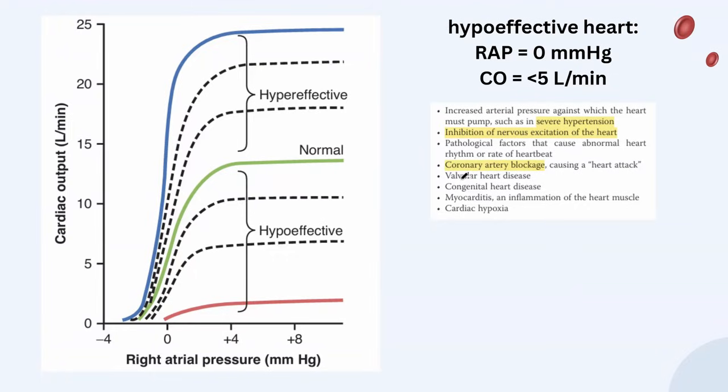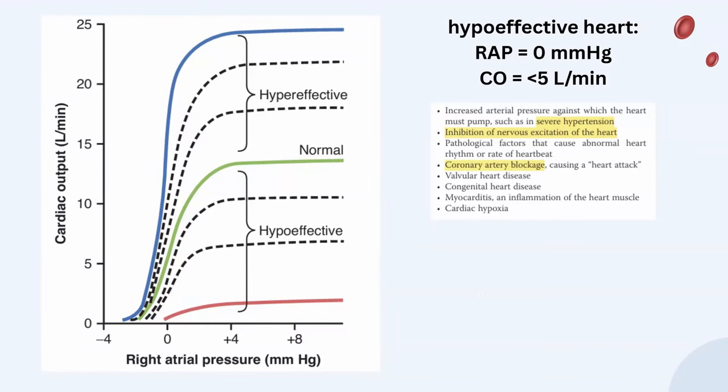Other causes are valvular heart disease, congenital heart disease, myocarditis, and hypoxia. You need to know all of these. So let's look at the graph again. Look at this bottom hypoeffective line. At 0, it's supposed to be 5, but here it's like 2.5. Okay, that means the cardiac output is greatly reduced. The heart's not working. This is the lowest one. I can't even go up because it's literally like one liter per minute, and that's severely low. That's hypoeffective heart.